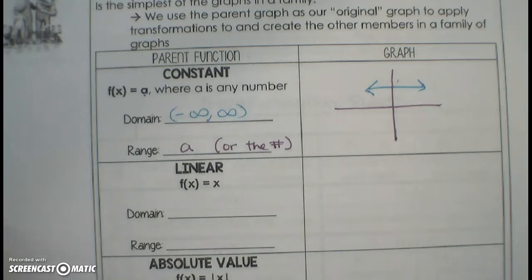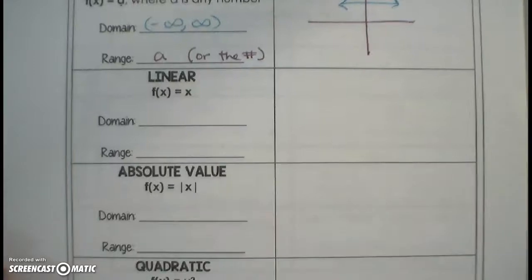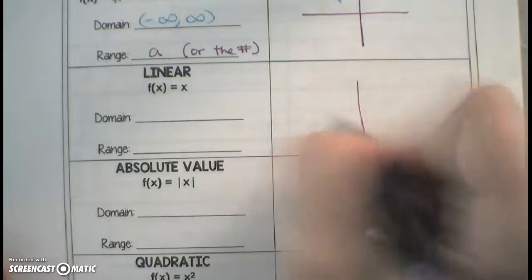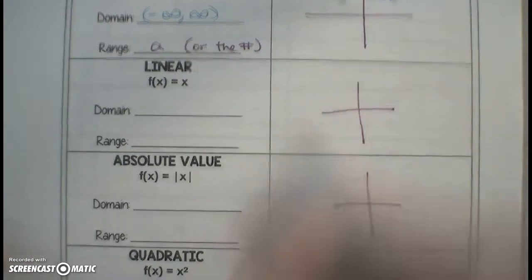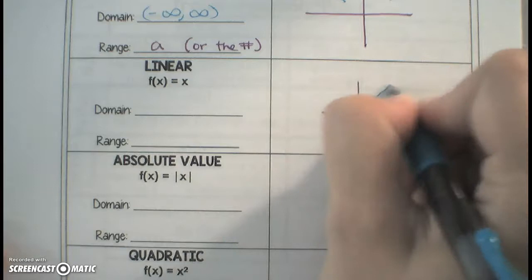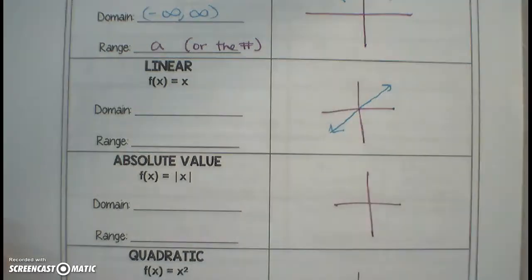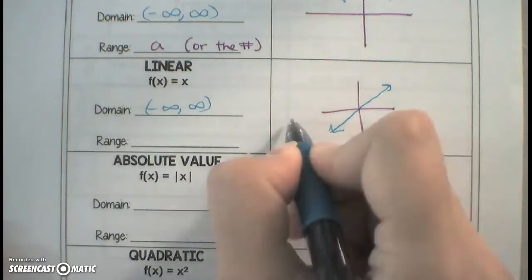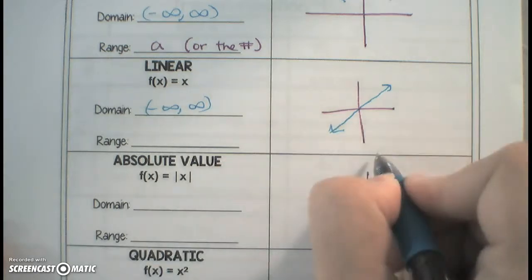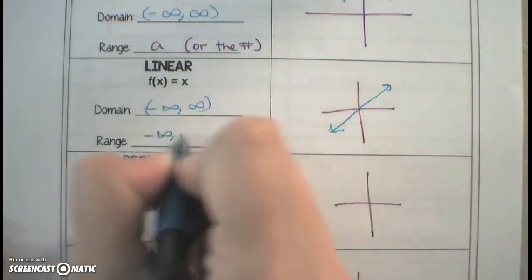Linear, well, that should hopefully kind of ring a bell for you. Linear is a line. So I'm going to go ahead and just draw all my x and y axes in purple so then you can see my line right there. That would be a domain of negative infinity to positive infinity going left to right, and going up and down, the range would also be negative infinity to positive infinity.